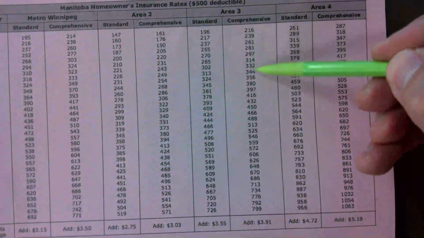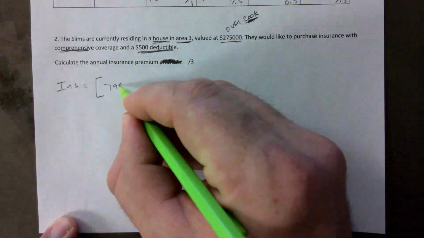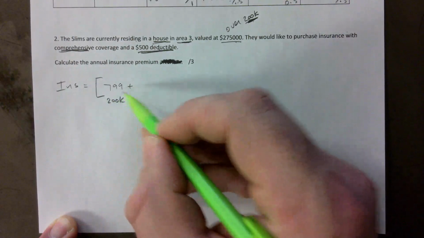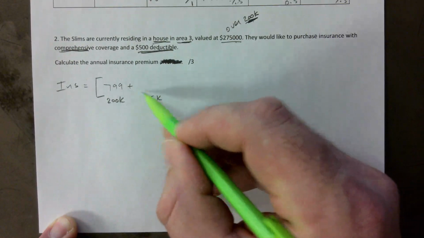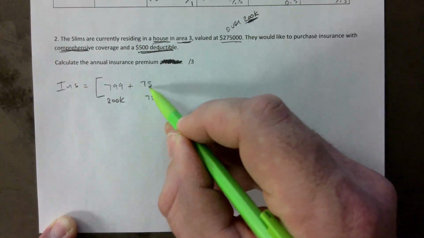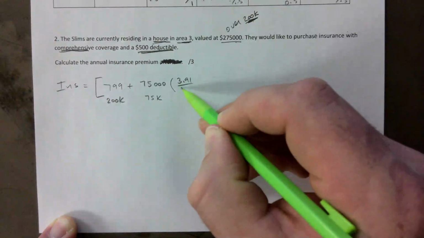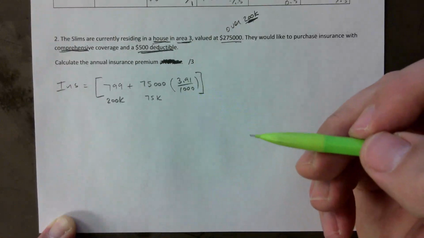And we're in area 3, comprehensive. So area 3, we max out. This gets you to 200K. So 799 and then 391. I'll remember those numbers. Okay. So this insures you for the first 200K. You still need an additional 75K worth of insurance. So you need to write down 75,000, and that's 391 for every $1,000 of extra insurance you need. Okay, that's what it looks like.